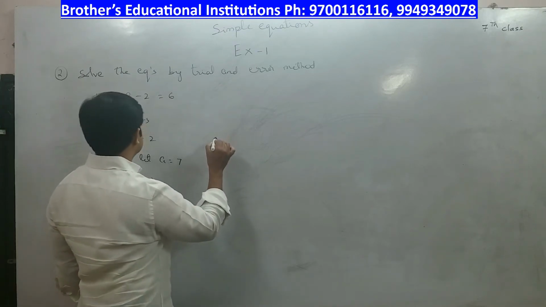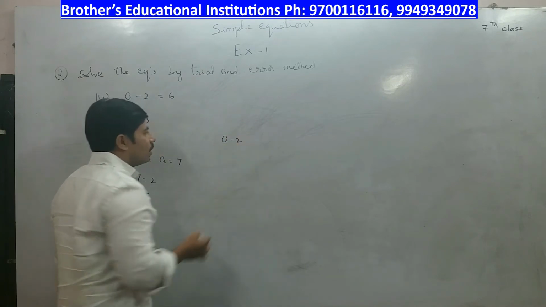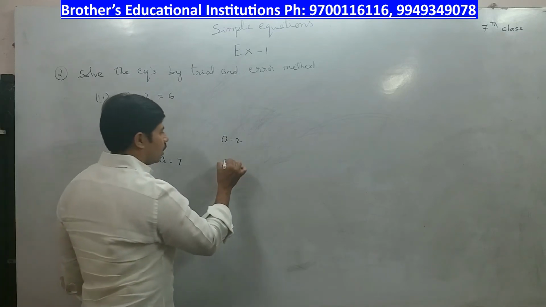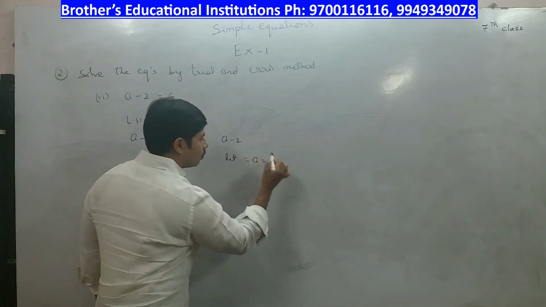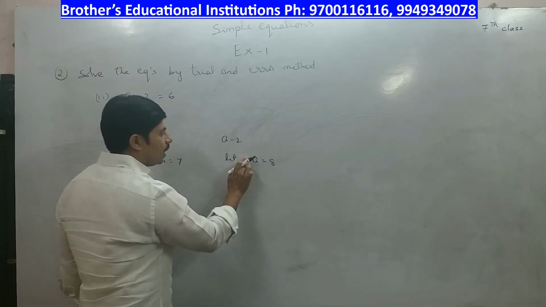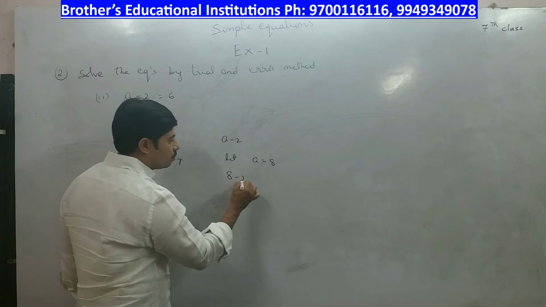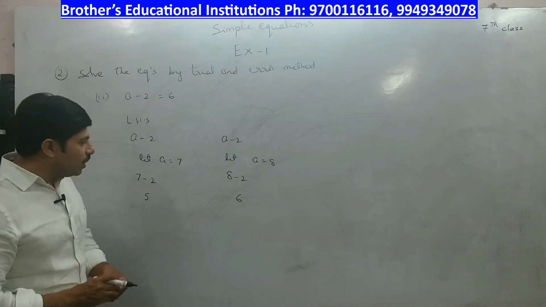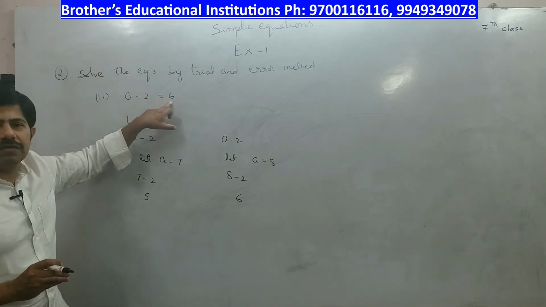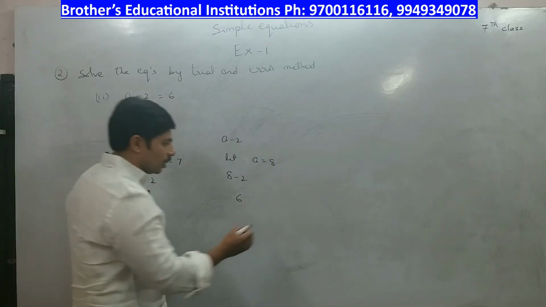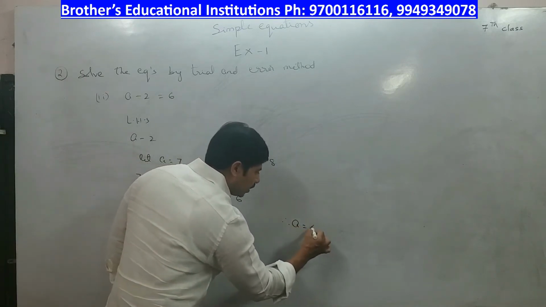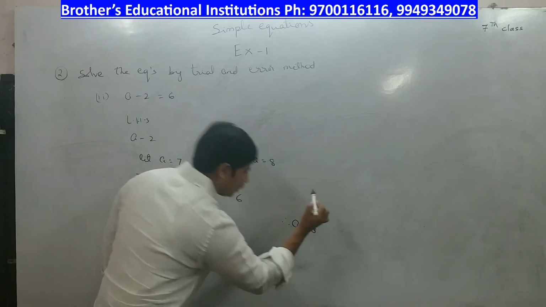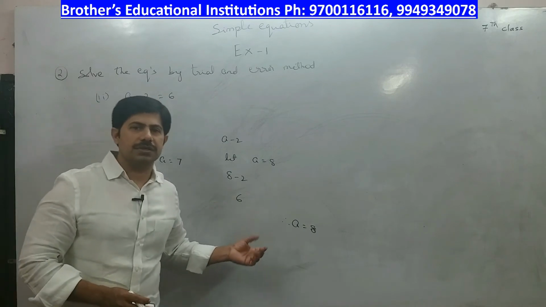Again I take a minus 2 in the second case. We substituted 7, now I will substitute 8. Let a is equal to 8. 8 minus 2 is nothing but 6. So we got 6, and in RHS also we have 6. We can conclude that the value of a is nothing but 8, because 8 minus 2 is 6. Okay, note this down.